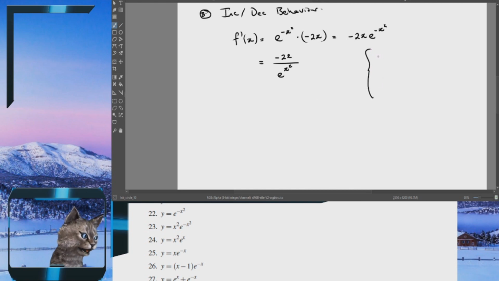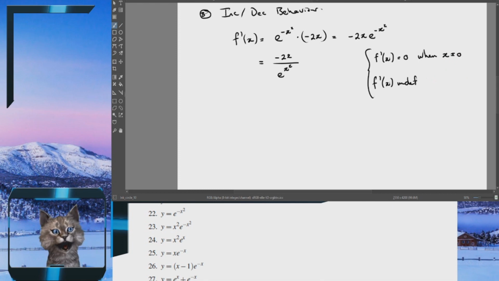Then my 2 checks require that I look at when the derivative is equal to 0, when the derivative is undefined. When is it equal to 0? When the numerator equals 0 and therefore x equals 0. When is it undefined? It's going to have to be when the denominator equals 0, but because it's e to the something, that is never going to happen, because that's never equal to 0. So I have one contender. Let me just clean up my equal sign here. There we go. One contender to be a critical point.